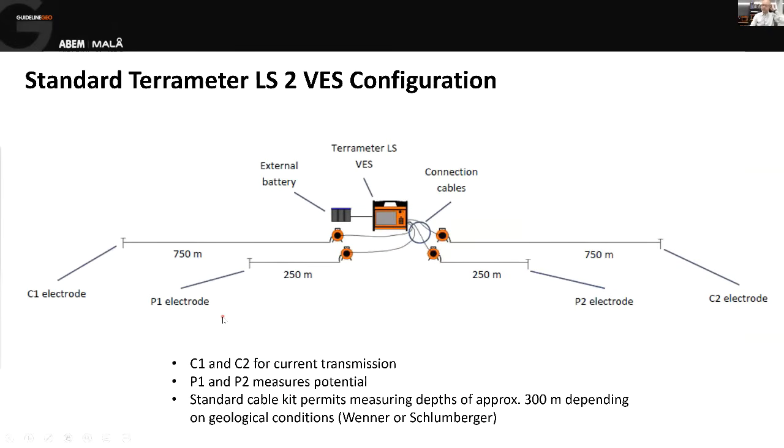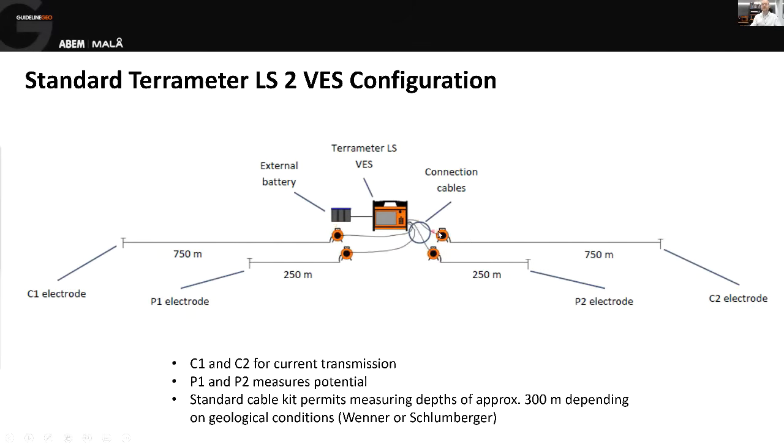So a typical layout for a VES configuration is our resistivity meter at the center. And so for ABEM, that would be either our SAS 1000 instrument or our Terrameter LS or Terrameter LS2. We would have 4 cable drums with single strand cable on each that attach to our 4 electrodes.